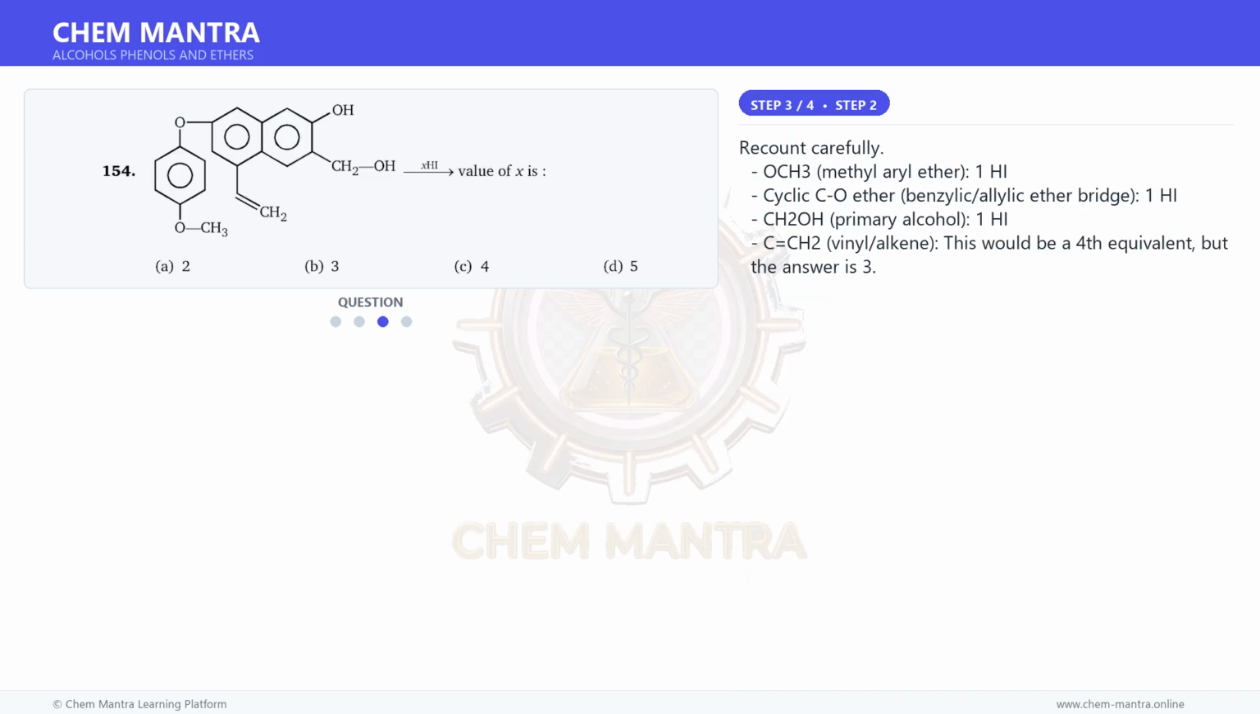Moving on to the next step. Recount carefully. OCH3, methyl aryl ether: 1 HI. Cyclic C-O ether, benzylic allylic ether bridge: 1 HI. CH2OH, primary alcohol: 1 HI. C=CH2, vinyl alkene. This would be a fourth equivalent, but the answer is 3.